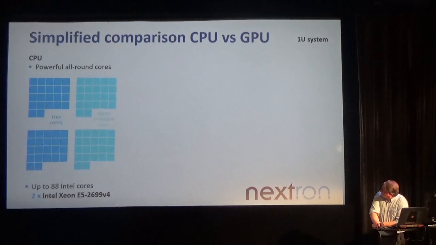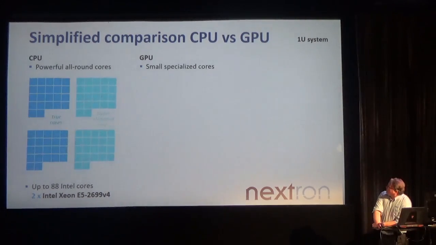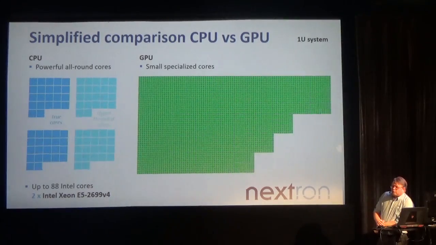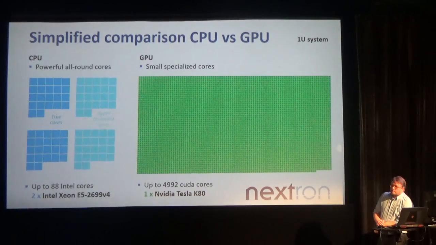Okay, let's compare it to GPUs. A GPU has small specialized cores. That's a GPU core. It's green, that's the NVIDIA color. And it's very tiny, but it's not alone. That's 10 cores, but the normal modern GPUs don't have 10 cores. They don't have 100 cores, which you see there. In fact, the most powerful GPU you can have today has 4,992 cores. That's the Tesla K80. And you're free to count if you like.